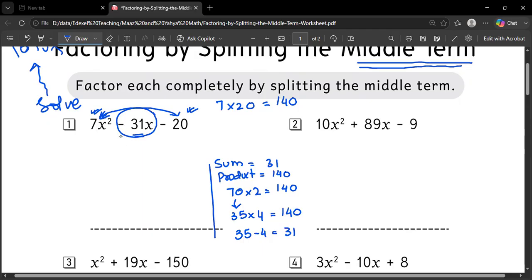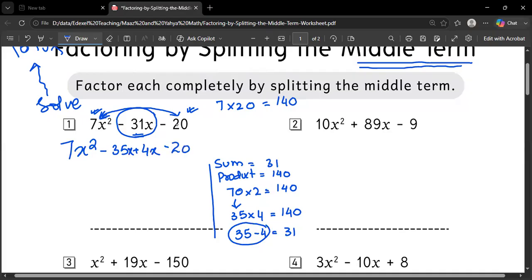What do we have to get at the middle? Minus 31. So how can we make minus 31 by using these two numbers? 35 and 4. Change the value of -4 to +4 and change the value of 35 to -35. Good, excellent. So we can write this as minus 35x and 4x minus 20.